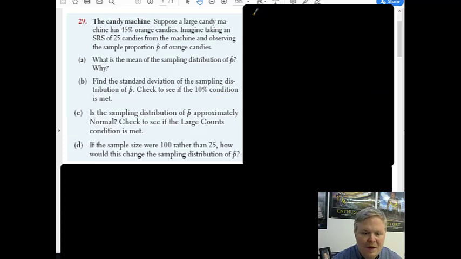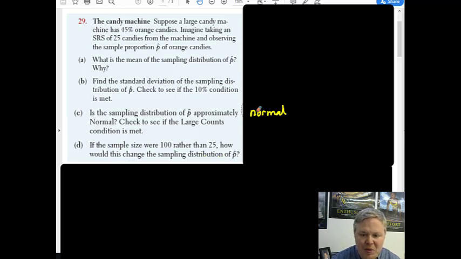All right, so looking at part D, if the sample size were 100 rather than 25, how would this change the sampling distribution of p hat? Well, we knew from part C that it's normal. So if it's normal here, that means this is also going to be normal. So thinking about the shape, how would this change the sampling distribution?